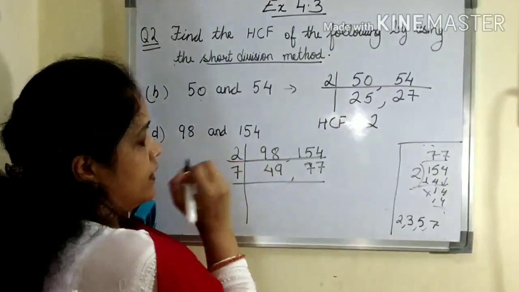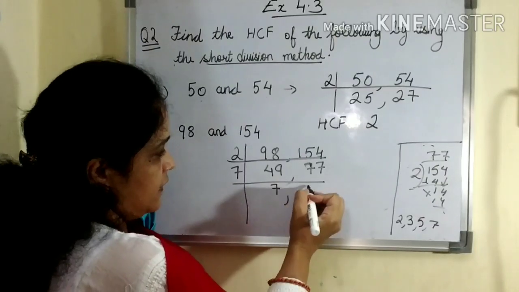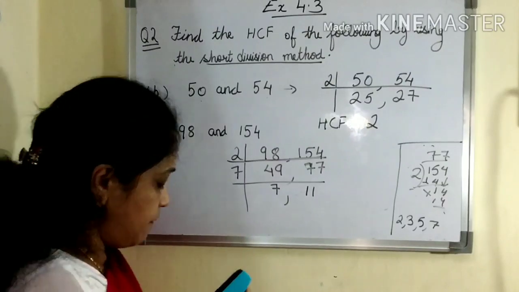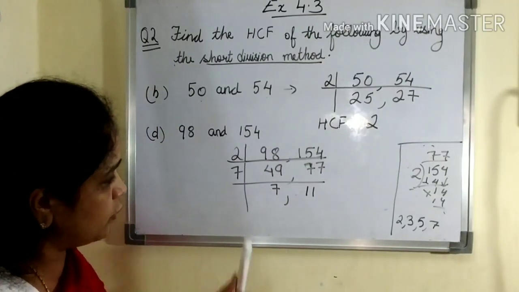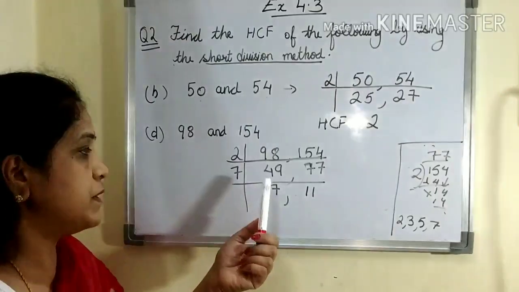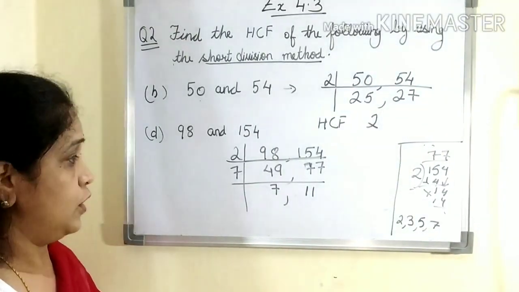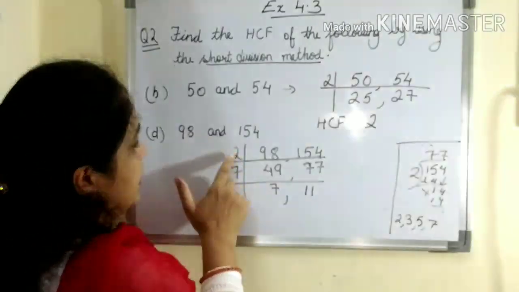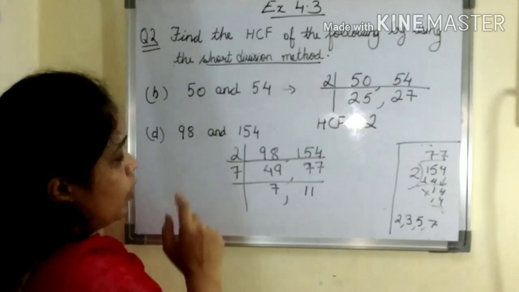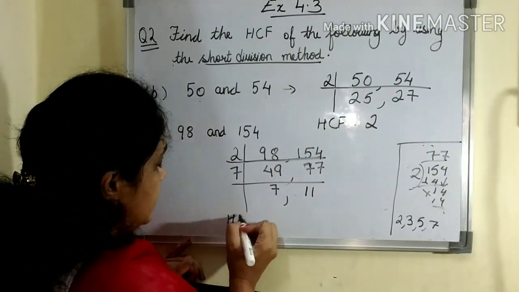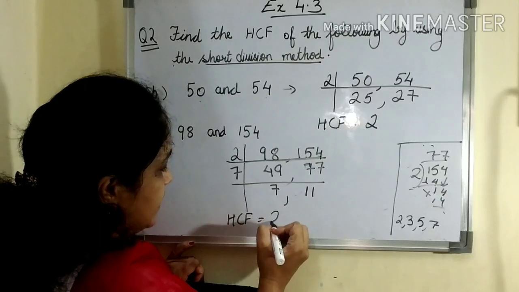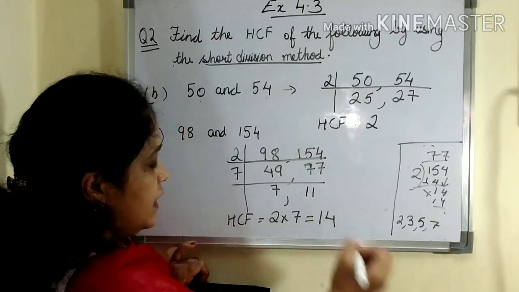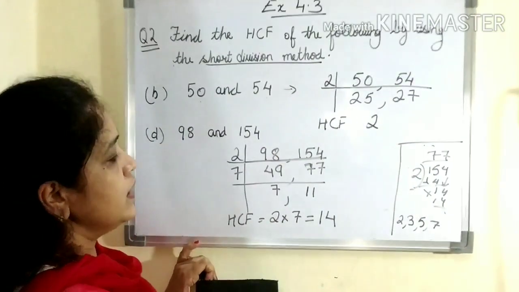So we will divide by 7. 7 7s are 49, 7 11s are 77. Now, is there any common prime factor which divides both 7 and 11? Would you get? No. So we will leave it like this only. And see the left hand side. The prime factors you got are 2 and 7. HCF will be the product of the common factors. That means 2 into 7. So the HCF becomes 14. Their HCF is 14. In this way we solve.